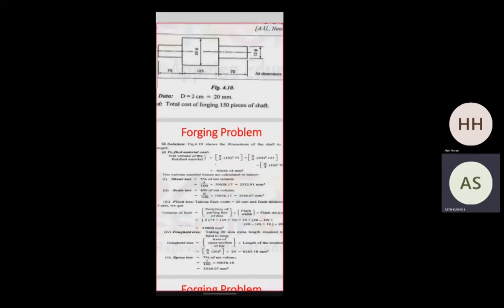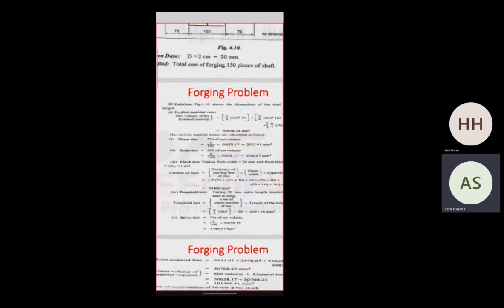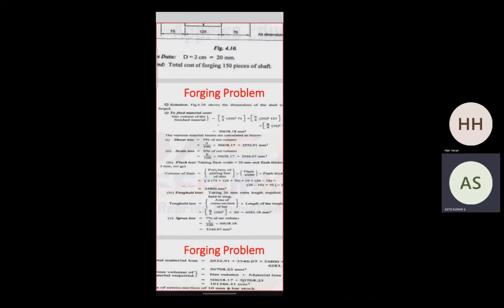And the screw loss is 7% of net volume. So 7 by 100 into net volume, we will get 3546.07 millimeter cube. This is the screw loss. So we found the shear loss, scale loss, flash loss, tang weld loss, and sprue loss. Want to add all the losses to get the total material loss.